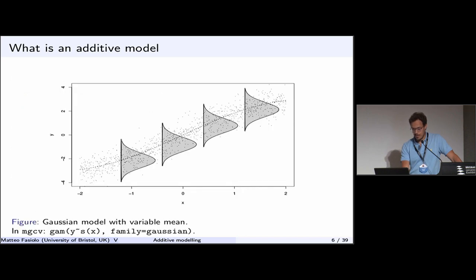As I show here, we have some scatter plot data. We are modeling the mean as a smooth function of our covariate x. And down here you have the code for how you would fit such a model in mgcv. Here you see that the variance is kept fixed.